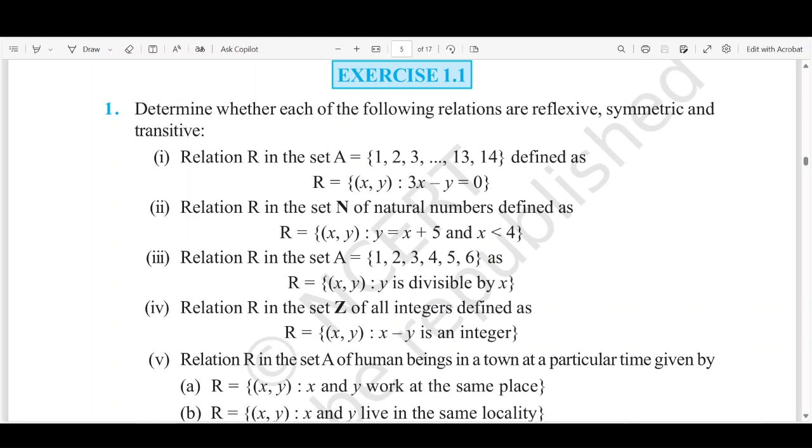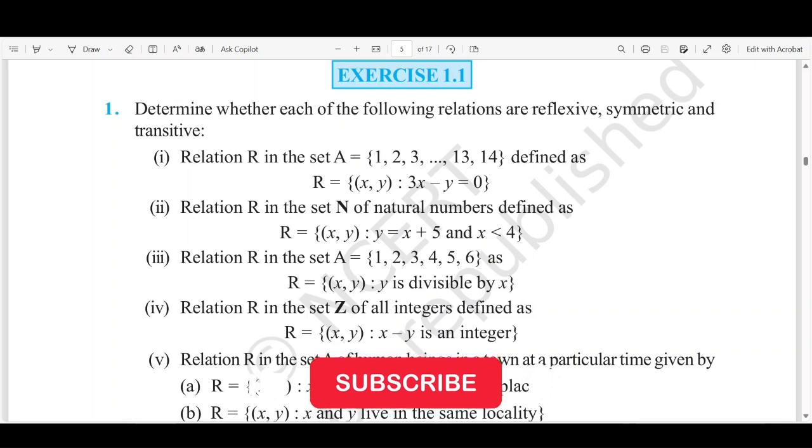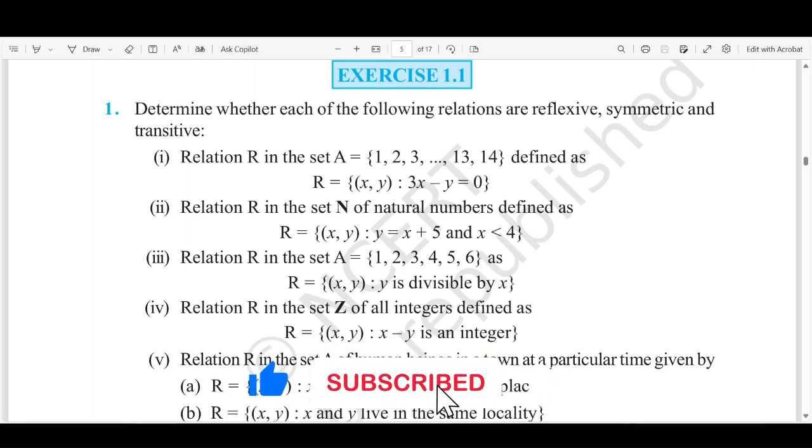In today's video, we will be discussing CBSE Class 12 Maths Chapter 1 Exercise 1.1. Question number 1. Determine whether each of the following relations are reflexive, symmetric and transitive. We have to verify whether the following relations satisfy the above mentioned properties.